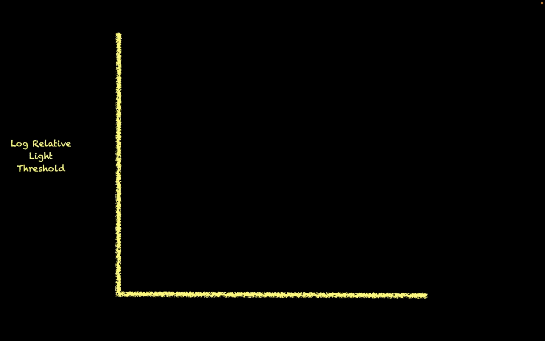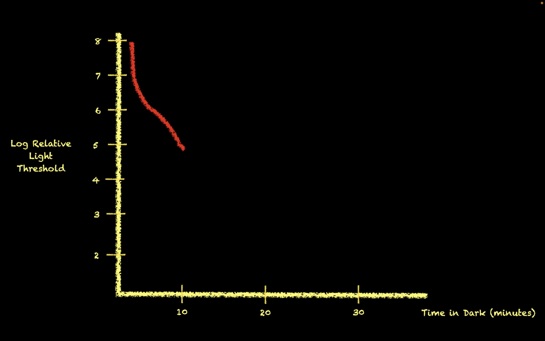So on our x-axis, we have the time in darkness, so the amount of time our eyes are exposed to darkness. And on the y-axis, we have the log of the relative light threshold. So the light threshold is going to be the amount of light that's needed in order to stimulate our rods and cones in our eyes. So what does the photoreceptor response look like graphically? Well, it would look something like this.